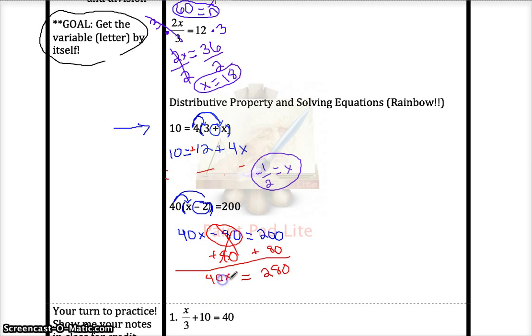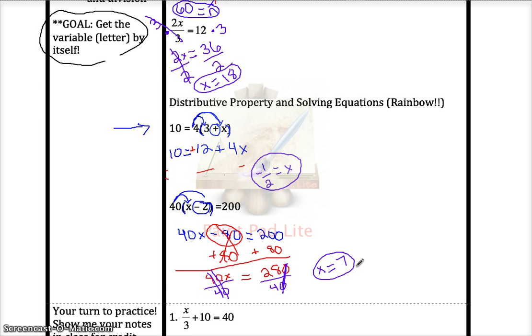Here's multiplication right here, 40 times x. So I divide by 40, because the opposite of multiplying is dividing, and I divide both sides by 40. 40 divided by 40 is 1, so we can get rid of this. And then all we have left is x equals 280 divided by 40. Well, 280 divided by 40, I know is 7. If you want a shortcut, you can take off these zeros from the end and just do 28 divided by 4, which is 7. So x equals 7 for this one.